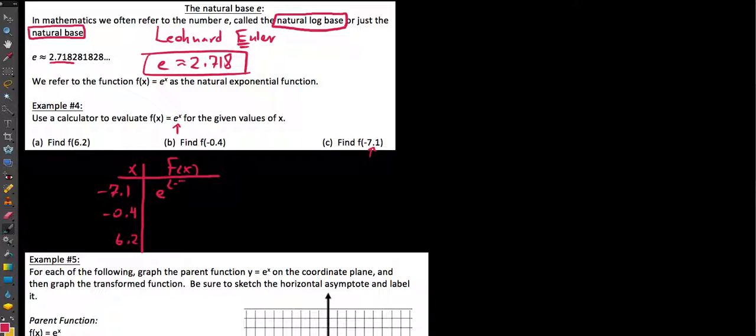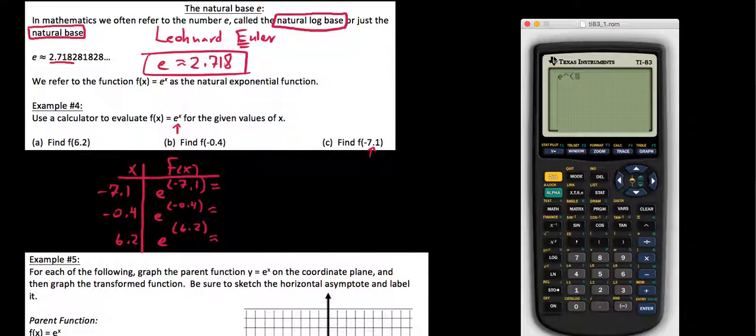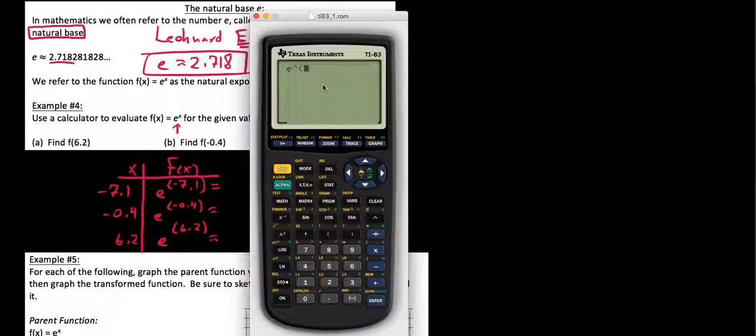The way this works is just like you think it would. We just take e to the power of negative 7.1. We're going to take e to the power of negative 0.4. We're also going to take e to the power of 6.2. So why are we doing this? Well, one reason is just to get you used to this idea that e is just some 2.718. It's some base, and we're raising it to a power like anything else. But another reason is to get you to be able to find this on your calculator here.